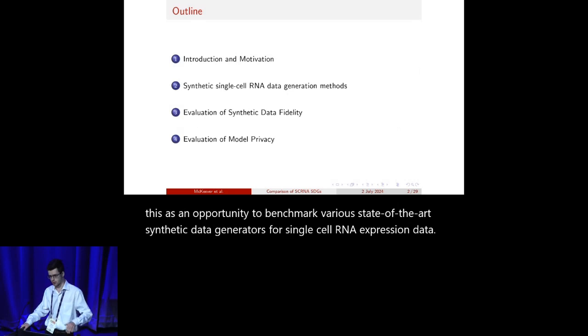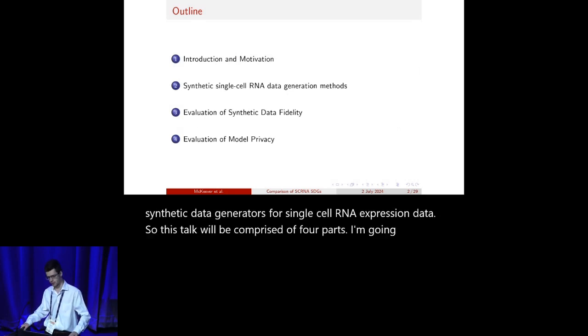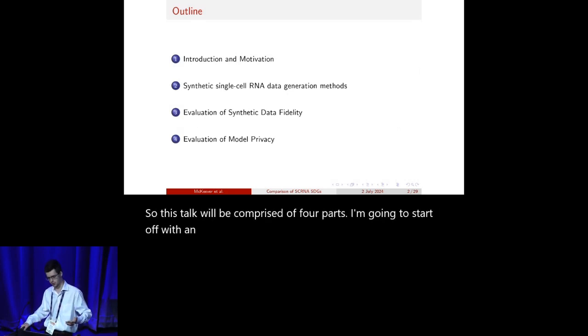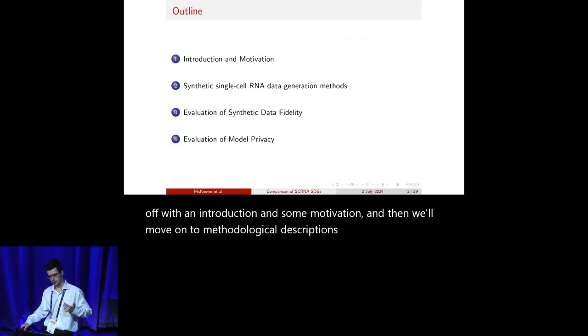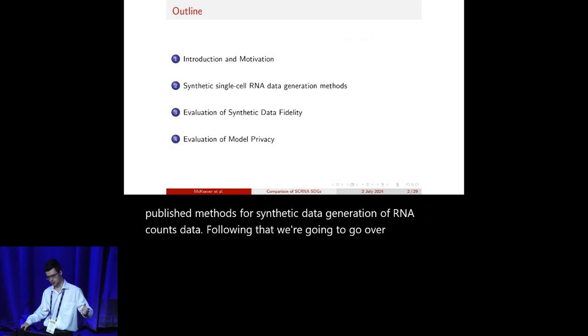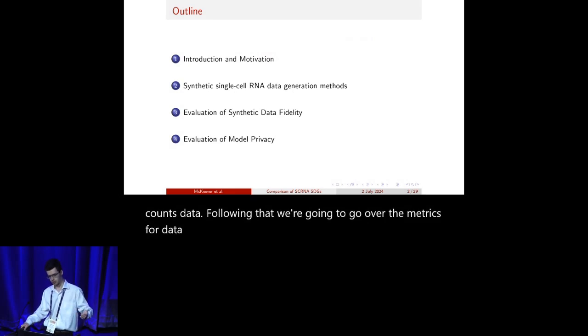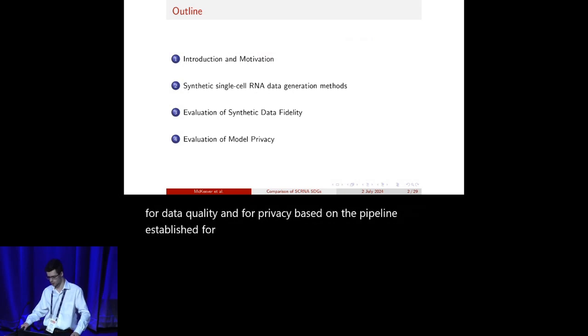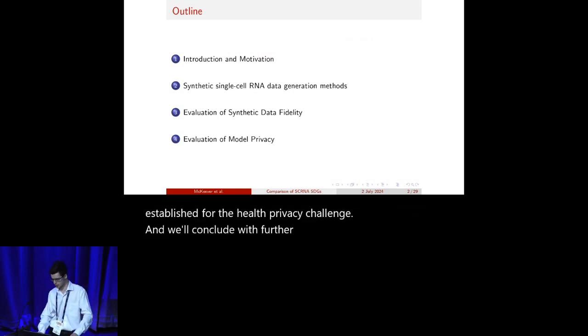So this talk will be comprised of 4 parts. I'm going to start off with an introduction and some motivation, and then we'll move on to methodological descriptions of various pre-published methods for synthetic data generation of RNA counts data. Following that, we're going to go over the metrics for data quality and for privacy based on the pipeline established for the Health Privacy Challenge, and we'll conclude with further discussion of the model privacy.